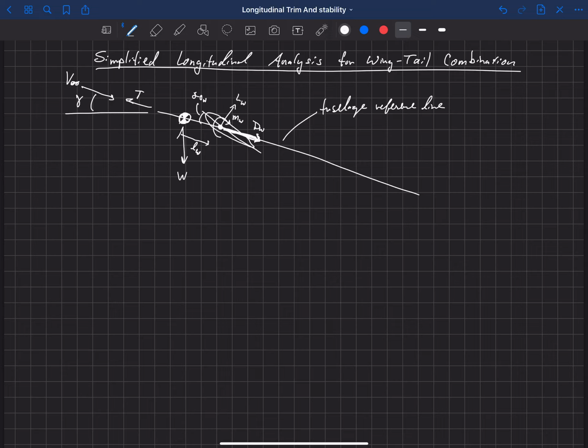Okay, so then let's draw the forces and moments now on the horizontal tail back here. So here's our horizontal tail, and it is mounted at an angle alpha naught h, so that's the mounting angle of the horizontal tail. And it's also placed at a distance aft of the CG. We're going to call that L sub h, and that's the location of the aerodynamic center there of the horizontal tail.